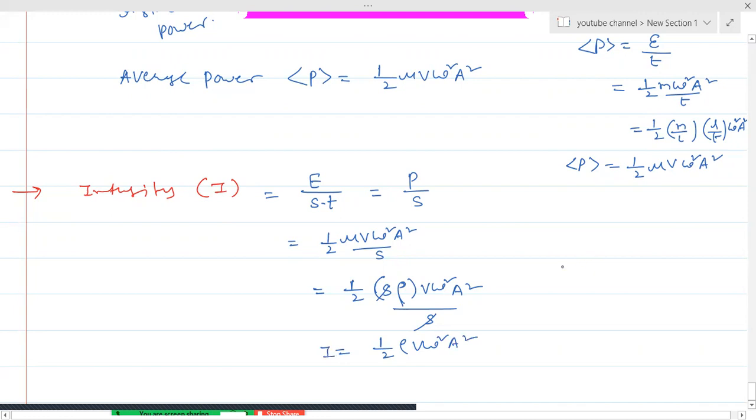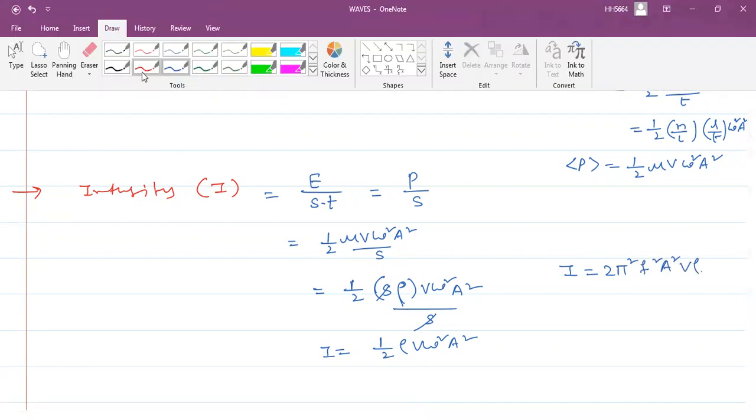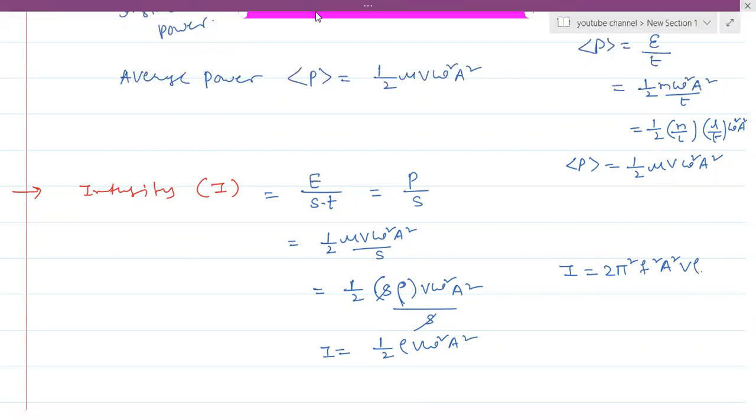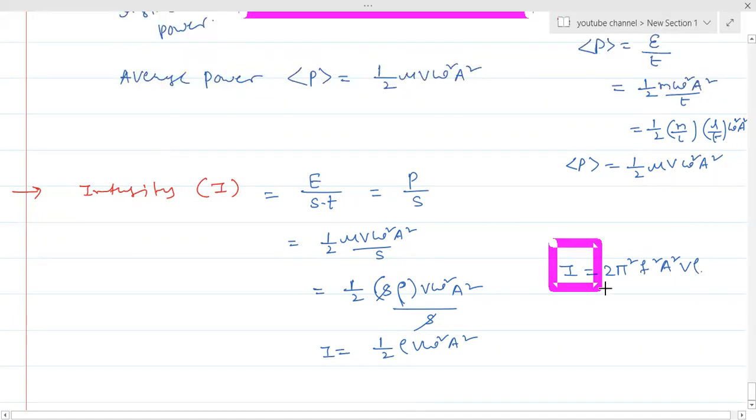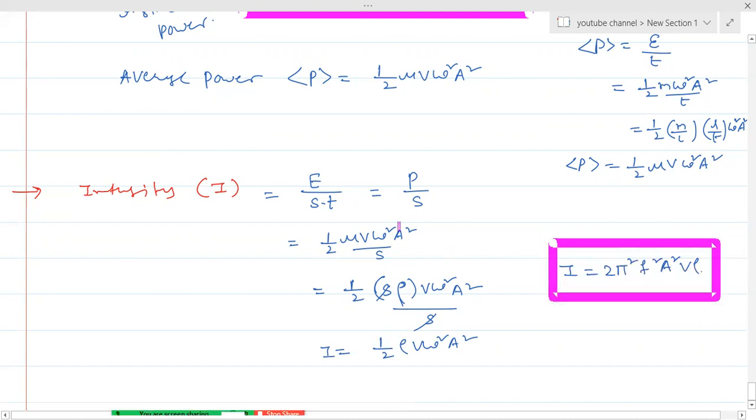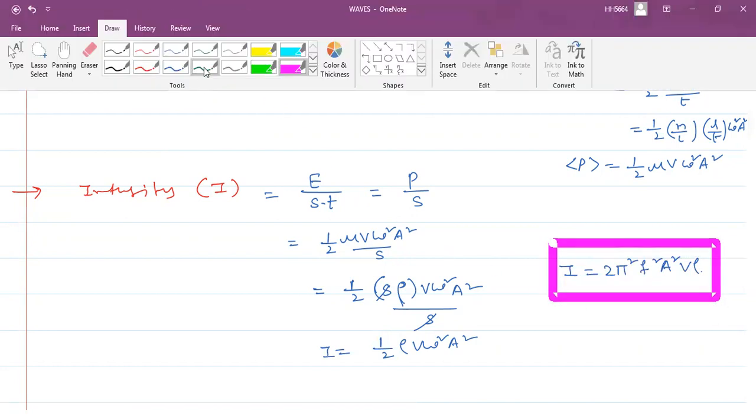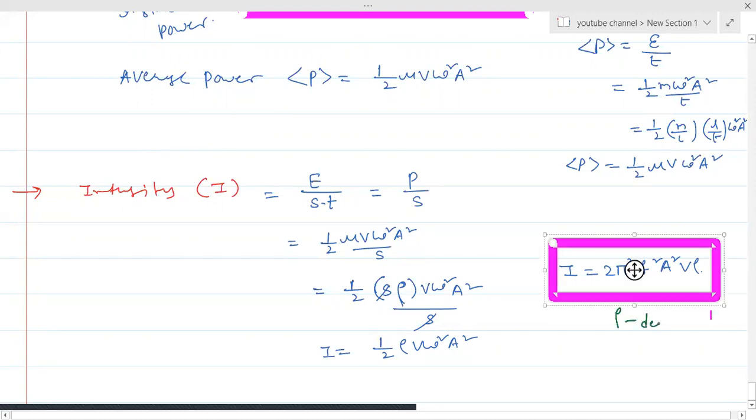Our intensity is popularly known by this equation: I equivalent to 2 pi square f square a square rho v. This is the most famous representation for the intensity. This is very important. Here rho is the density, v is the wave velocity, a is the amplitude, and f is the frequency.